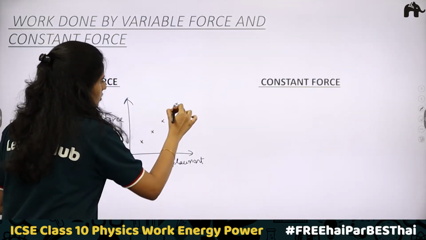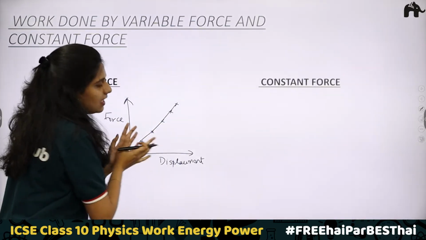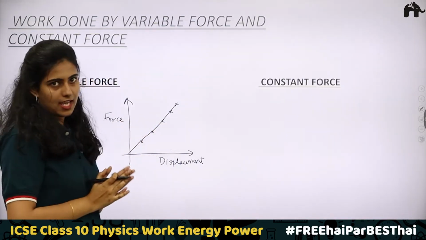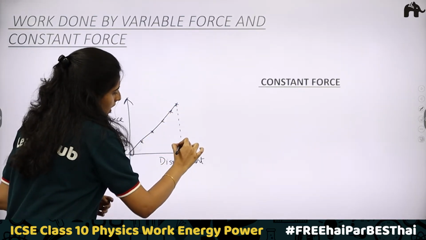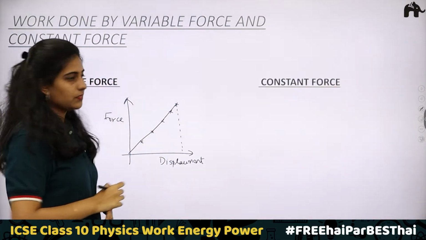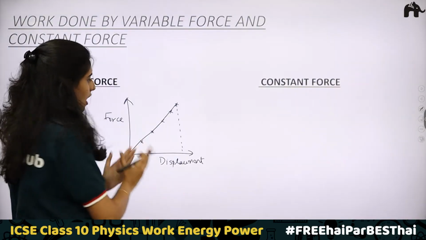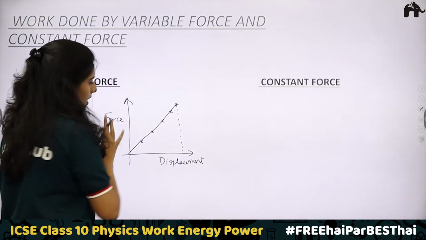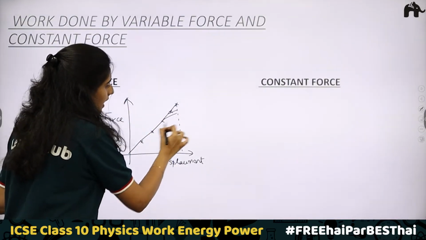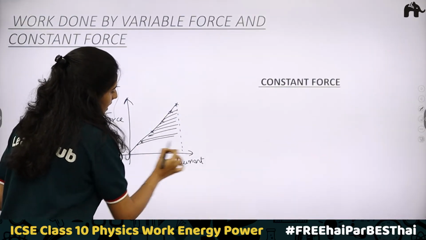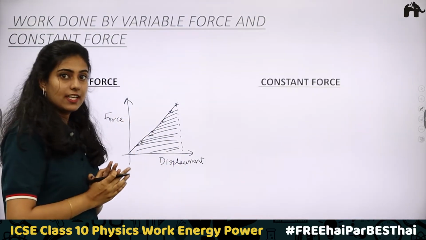When you join these points, you will be getting a straight line that is inclined to the x-axis, or the displacement axis. Now, from this point, draw a perpendicular. In order to calculate the work done, here we have plotted a graph between displacement and force. We have to find the area of this triangle. Here we have a right triangle. By finding the area of the right triangle, we can get the work done.